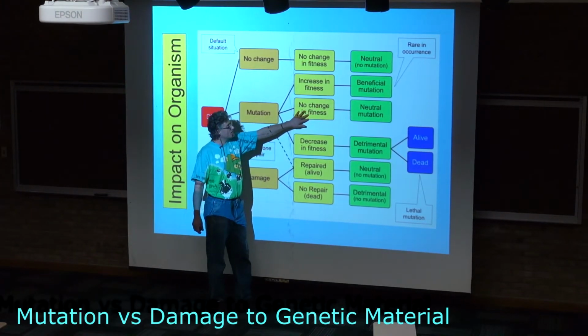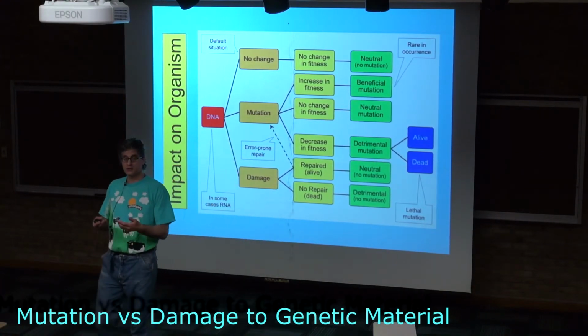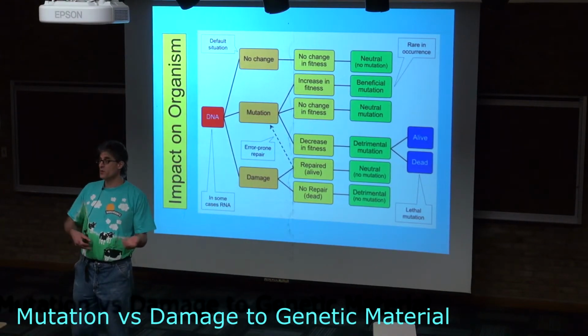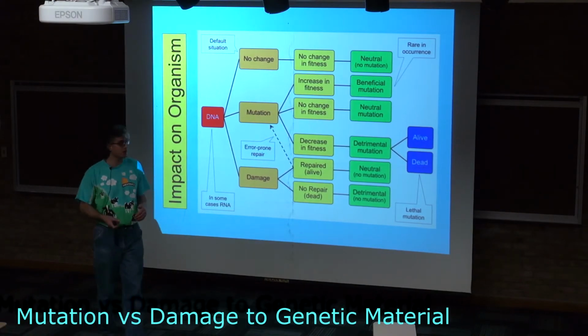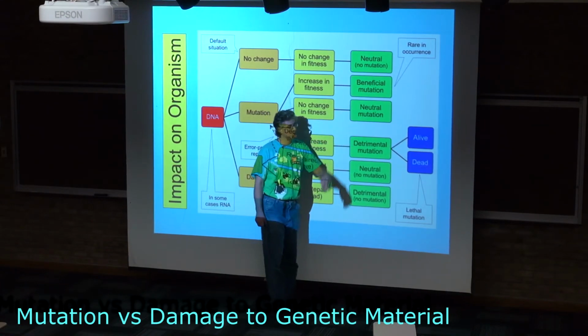We have many cases where we can have mutations that don't really change the functionality. For example, if you change the codon from one codon to another that encoded the same amino acid, that might not modify the functioning of the organism. We would call that a neutral mutation.